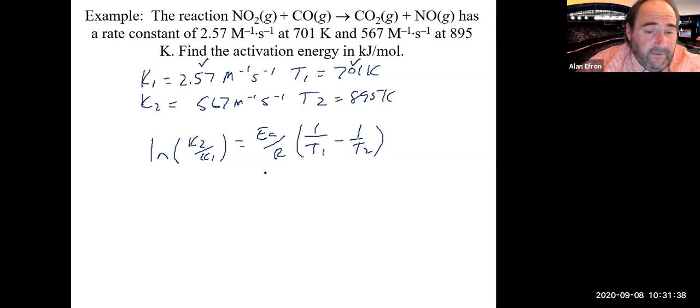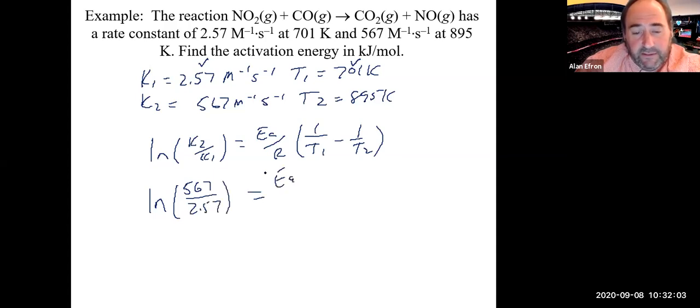So what I mean by that is, for example, I made those both ones. I could have done them both as twos. Mathematically, it all should come out the same, regardless of which one you label as 1 and 2, as long as you keep the data together that goes together. So plugging in here, we got the natural log of K2, which would be 567 over 2.57, equals E_A, which is what we're looking for, over 8.314, which is our gas constant, times 1 over our first temperature, which is already in Kelvin, so we don't need to add 273, minus 1 over our second temperature of 895, also in Kelvin, so we don't have to worry about it.